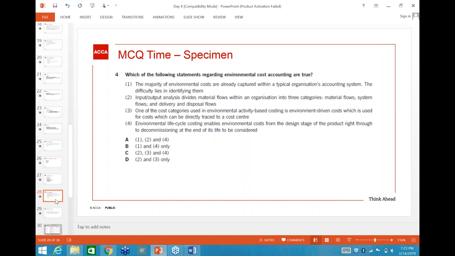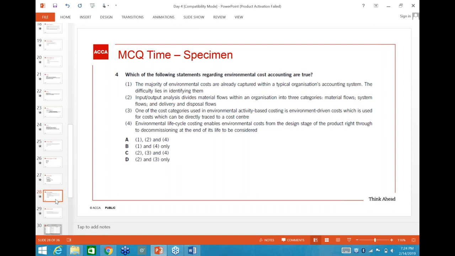One of the cost categories used in environmental activity based costing is environment driven cost, which is used for cost which can be directly traced to a cost center. Okay. What is your thought on that? That answer is wrong. Okay. Again, the statement's right, but it's not an environment driven cost, it's an environment related cost what they're talking about. Okay.